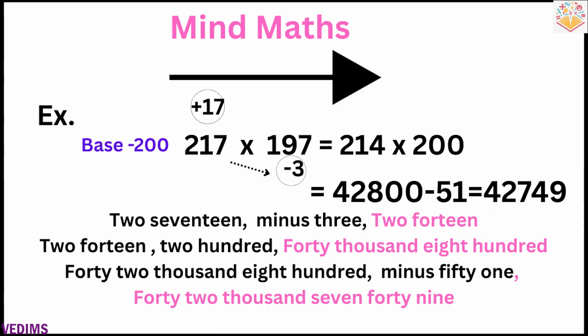Similarly, take the next example, 217 into 197. 217 is exceeding 200 by plus 17. The deficit number is minus 3 from 200. Now cross add: 217 minus 3 is 214. Multiply with the working base 200, you get 42,800. Now the exceeding number and deficit number are multiplied. Plus 17 into minus 3 is minus 51. Subtract 51 from 42,800. Subtract 50, you get 42,750. Subtract 1, you get 42,749.